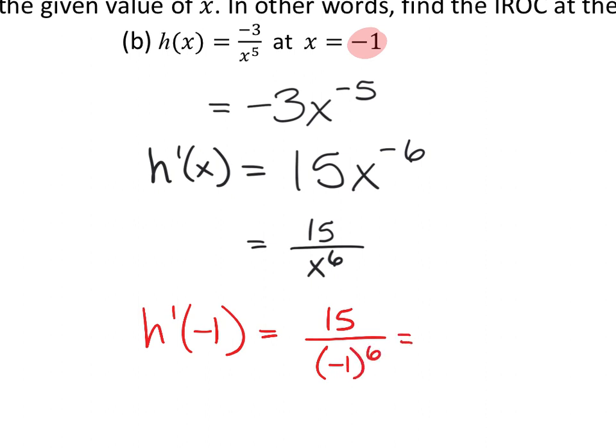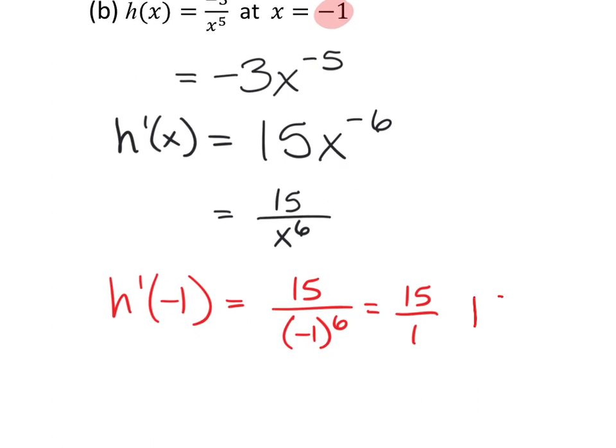What's -1 to the 6th power? Is it positive or negative? I'm guessing it's positive. Even powers make it positive, yes. So it's positive. What's 15 divided by 1? That is the slope of the curve, that rational function, at the value -1. It has a slope of 15 over 1.